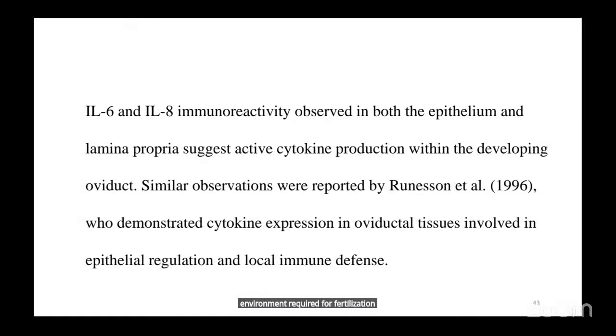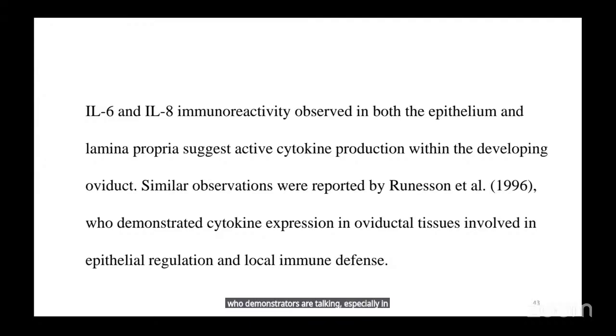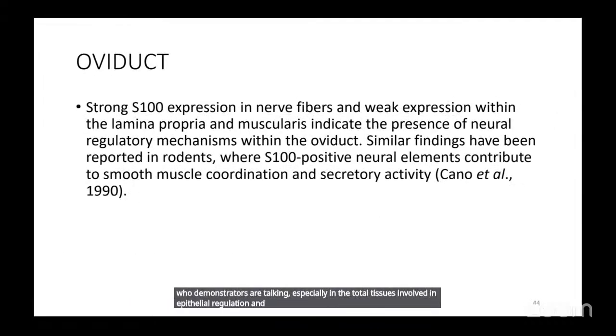fertilization. Interleukin 6 and 8 immunoreactivity observed in both the epithelium and lamina propria suggests active cytokine production within the developing oviduct. Similar observations were reported by Rosin et al., 1996, who demonstrated cytokine expression in oviductal tissues involved in epithelial regulation and local immune defense.